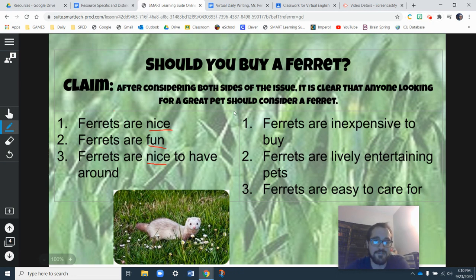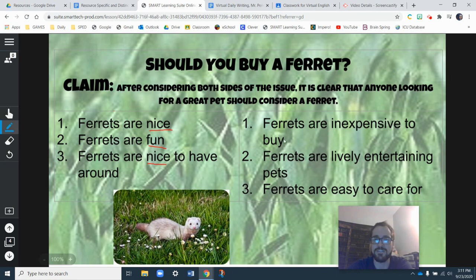So ferrets are nice to have around. This is a little bit more distinct. It's different. It's trying to stand out, but it's not specific enough. What does it mean to have around? Do I just let them run around my house? Are you telling me I can just let a ferret run around like, oh, this is nice? No, exactly. But let's look at these reasons over here.